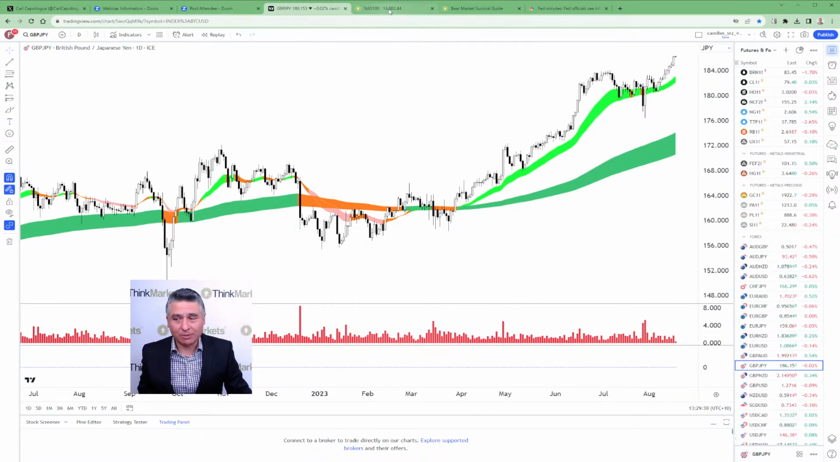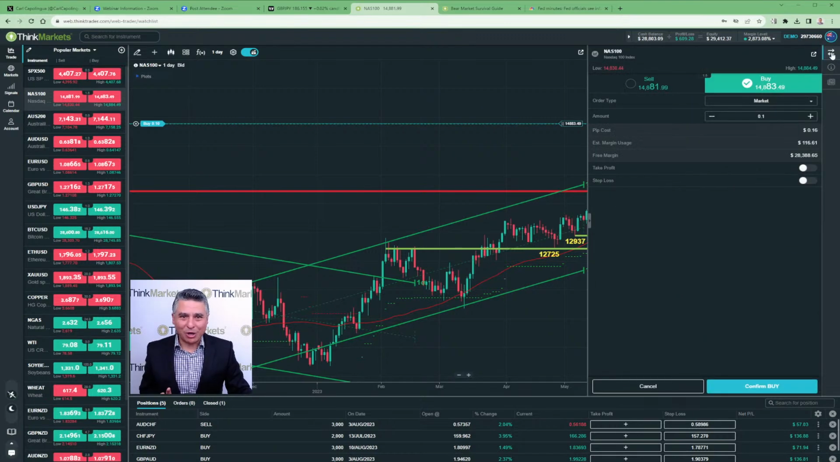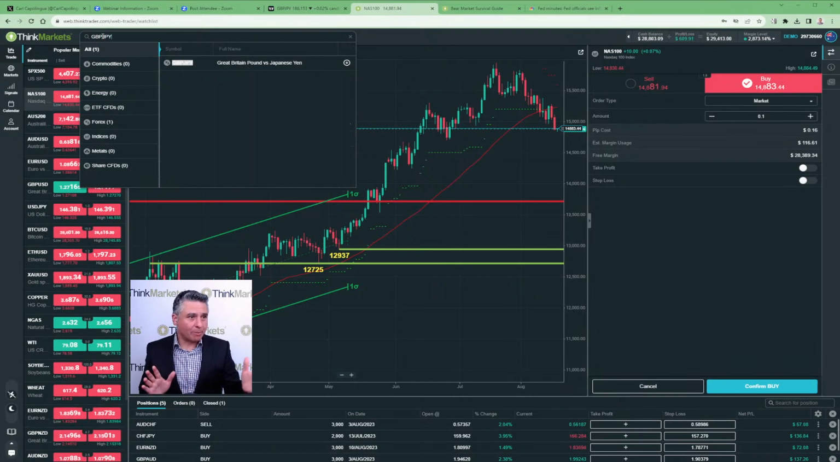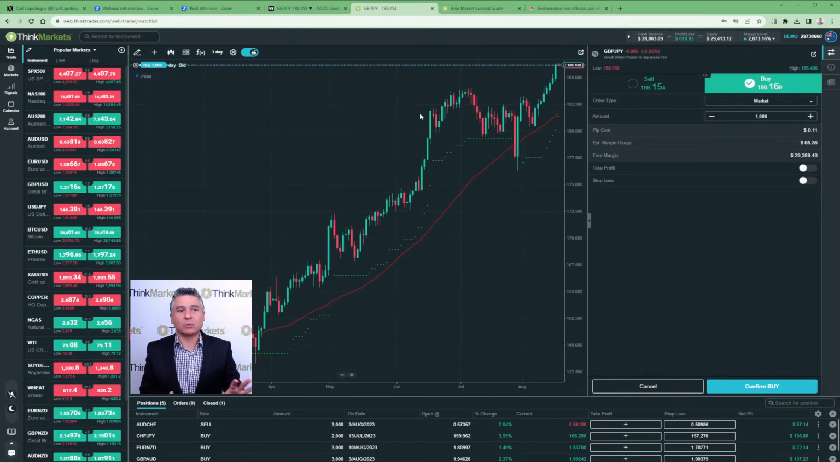do it. And given that we don't have it yet, I'm going to put it on only to demonstrate how to do it. So GBPJPY, just type it in here. This is our ThinkMarkets trading platform. Everything we see here is a CFD trade, by the way. If you don't know about CFDs, it's time to learn about them.